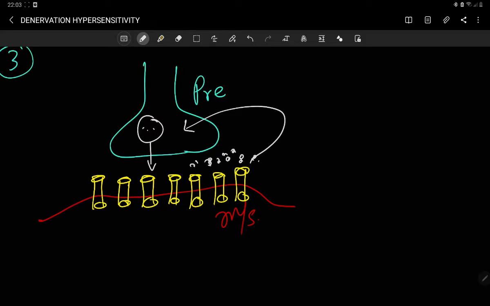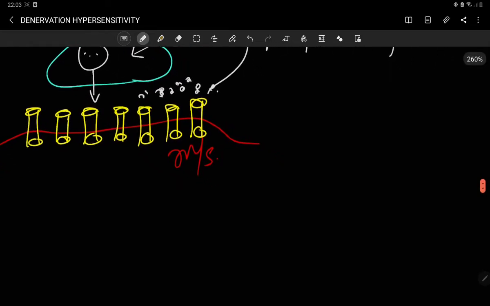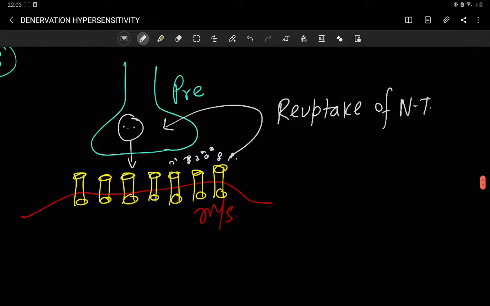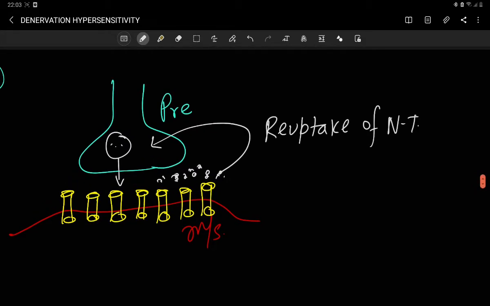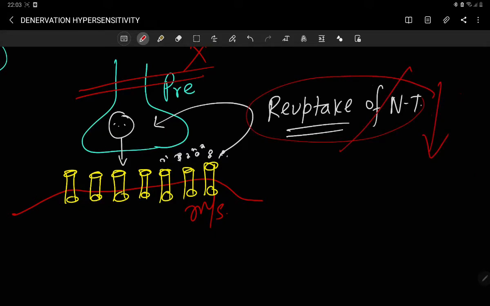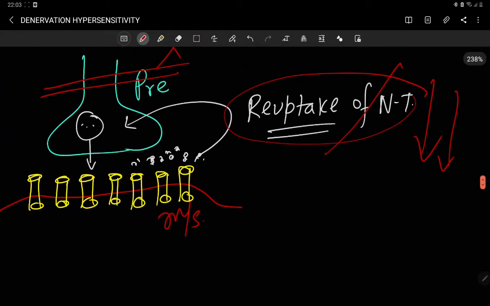Normally this neurotransmitter goes back, and this is called reuptake of neurotransmitter to the vesicle. Normally this is seen in the noradrenergic neuron, in any neuron, reuptake of neurotransmitter is seen. But what happens when there is an injury? When there is an injury, this reuptake of neurotransmitter is reduced. There is very little reuptake of neurotransmitter now.